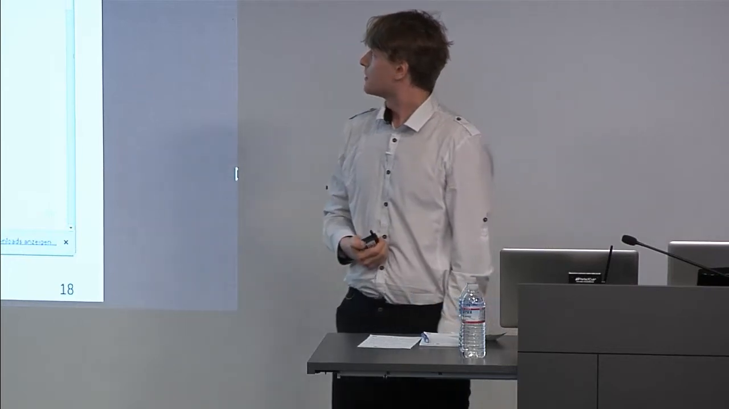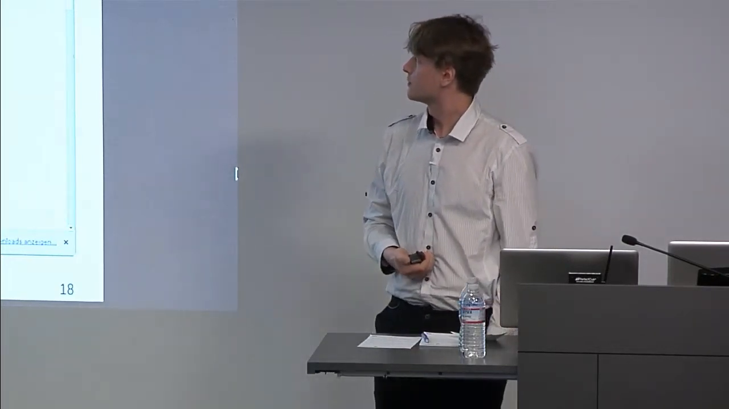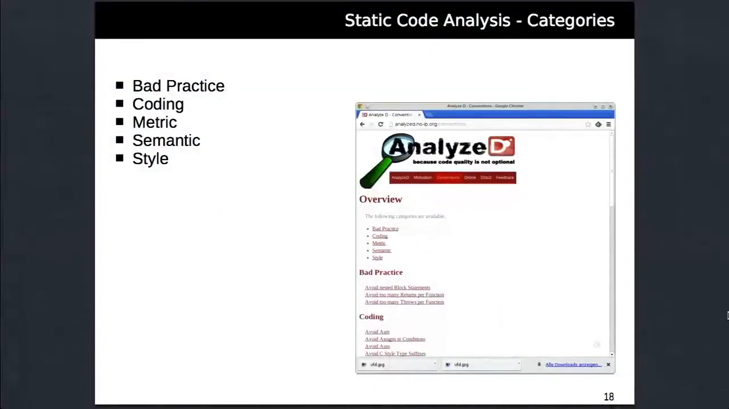So we divided our coding conventions into several categories. This is still the Christmas edition, so it's quite a bit old. We have bad practices, we have coding issues, we have metric issues, we have semantic issues, and we have style issues. And I'm going to show you just some examples now.